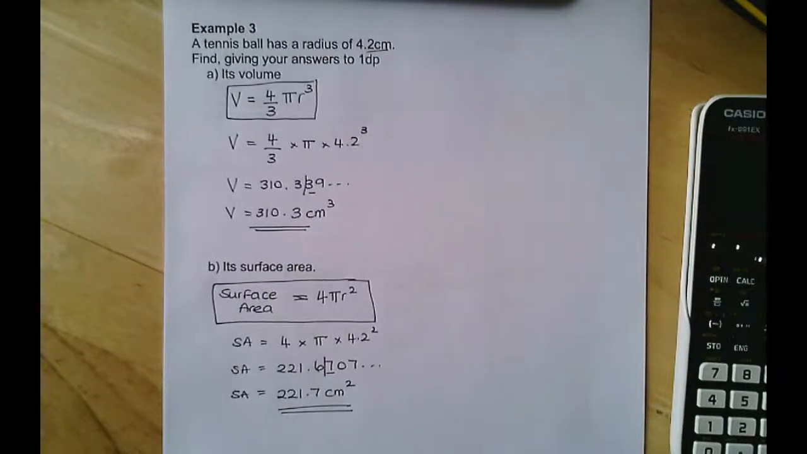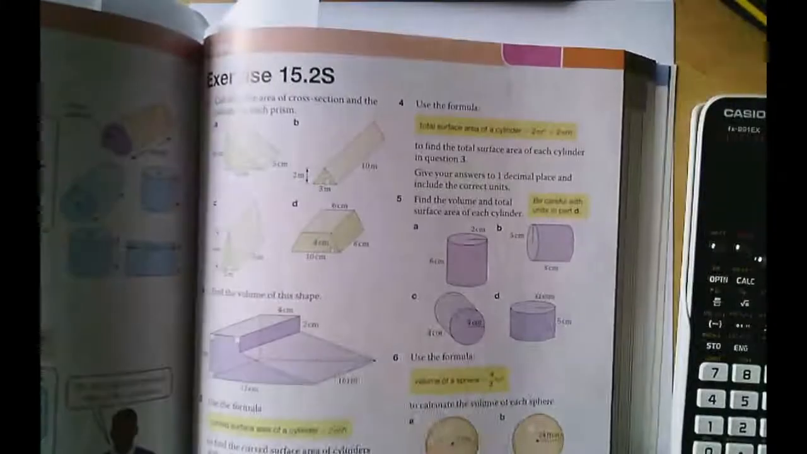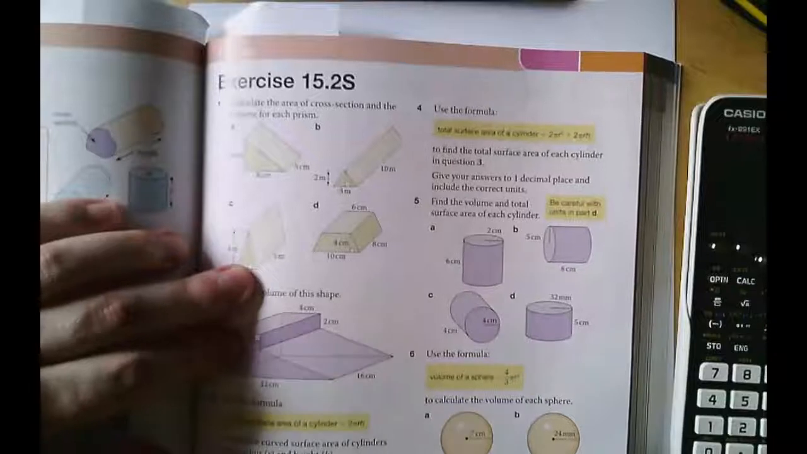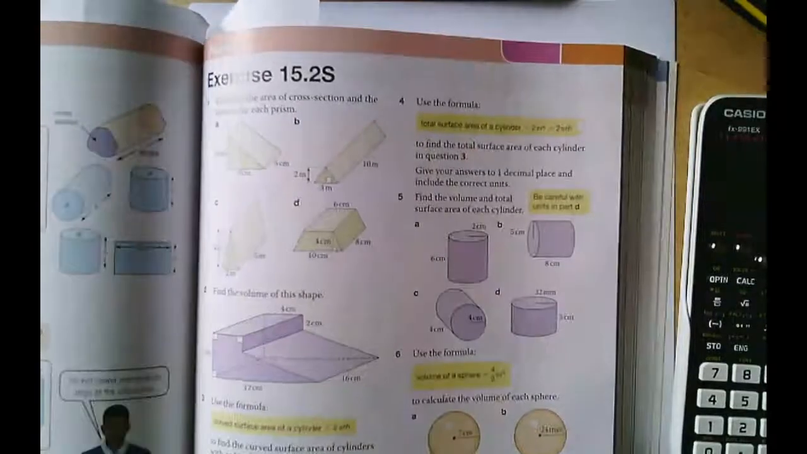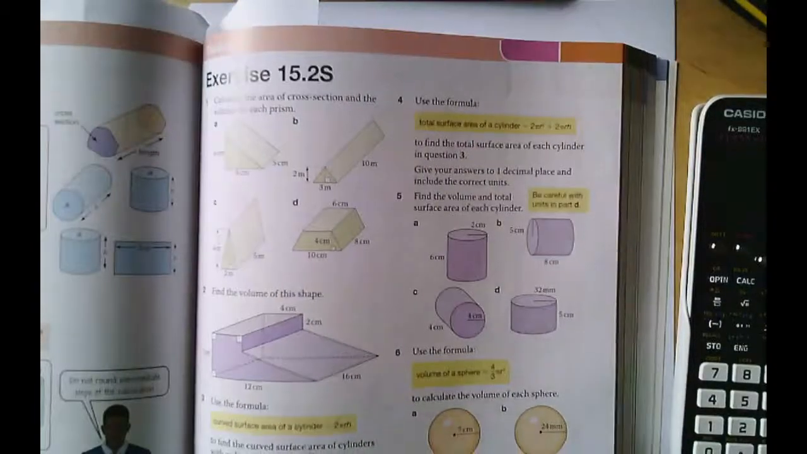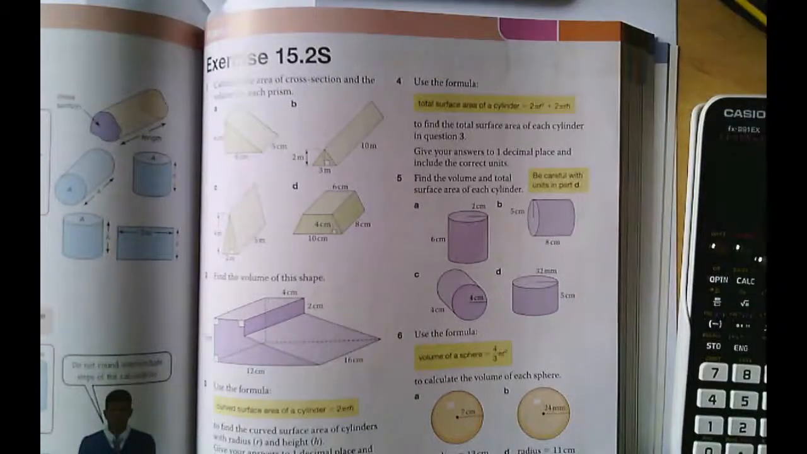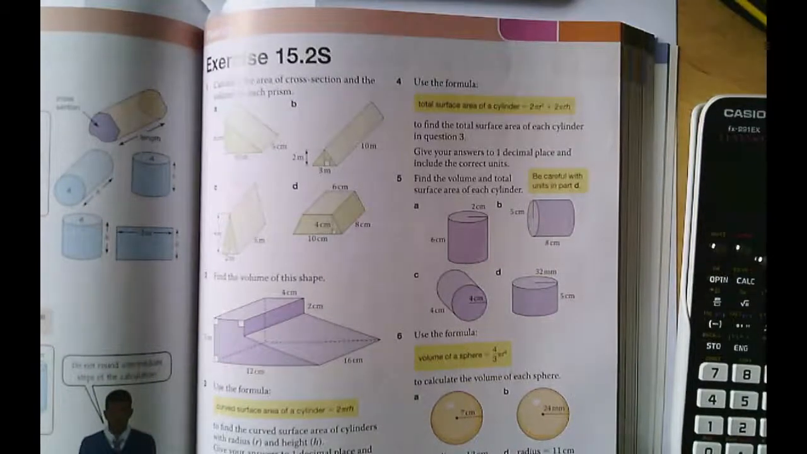So you should now be able to have a go at page 307, which looks like this. And you should be able to attempt all 7 questions. Please don't spend longer than an hour.